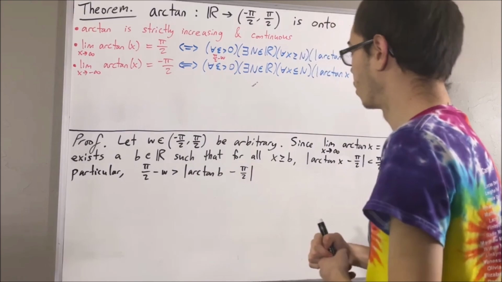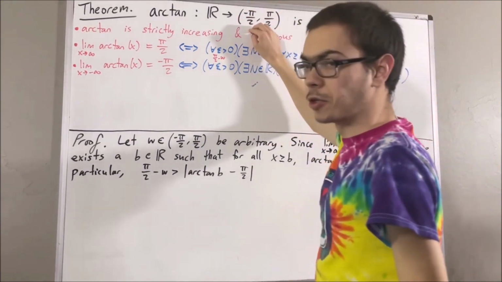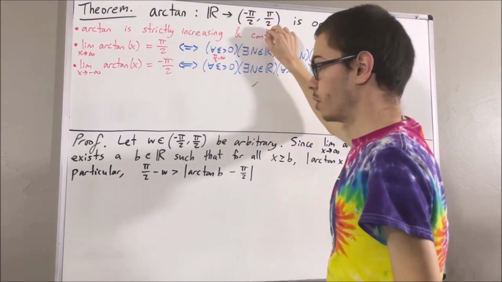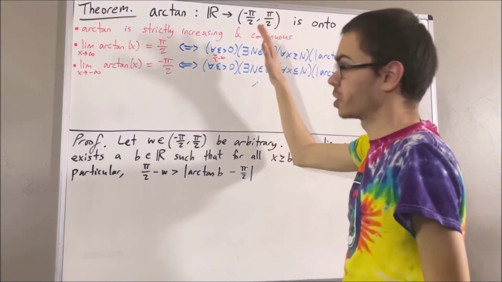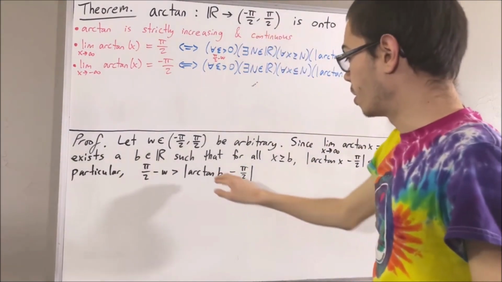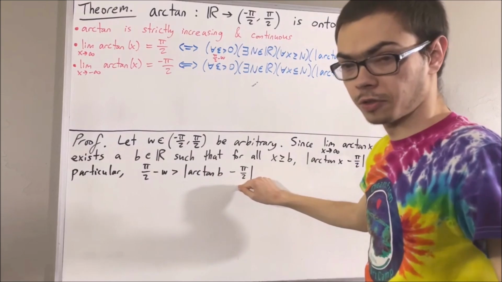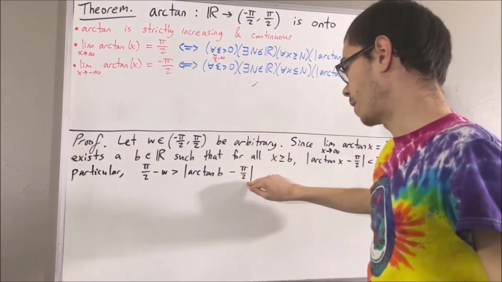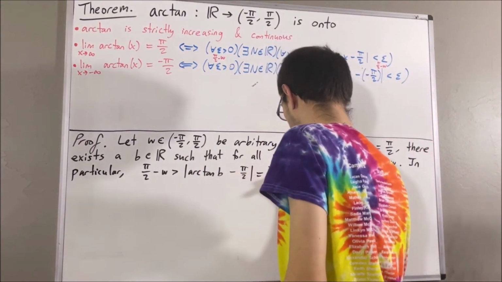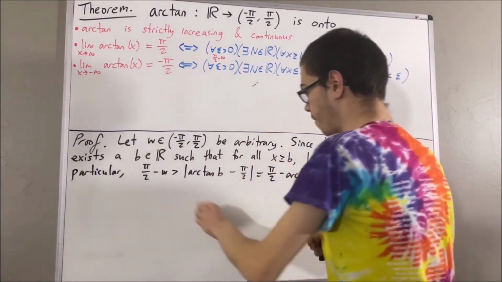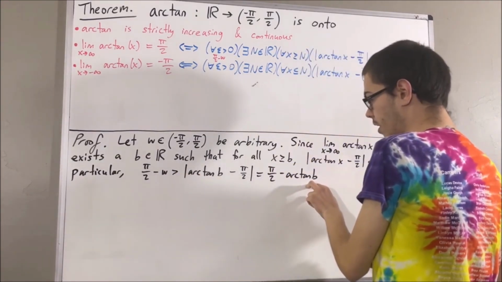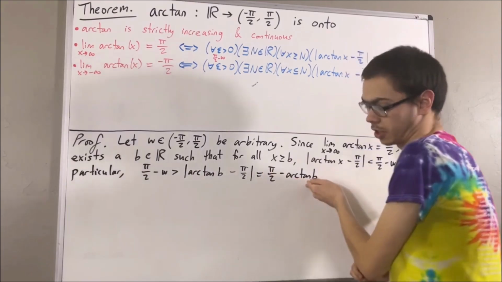And remember, every output value of the arctangent function is in the open interval negative pi over 2 to pi over 2. So every output value of the arctangent function is less than pi over 2. So in particular, the arctangent of b is less than pi over 2. So the absolute value of this should be equal to pi over 2 minus arctangent of b. So we have that pi over 2 minus w is greater than pi over 2 minus arctangent of b, and that implies w is less than the arctangent of b.